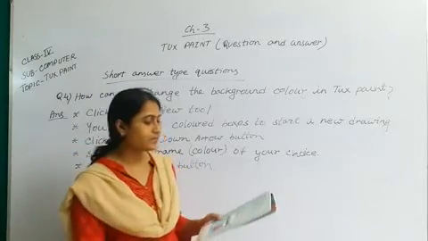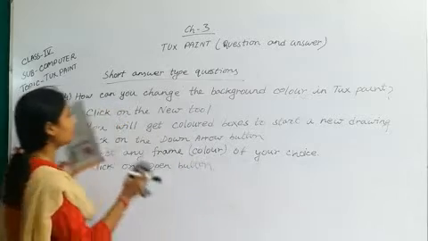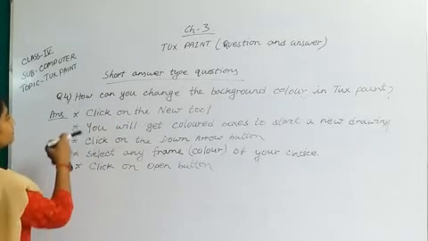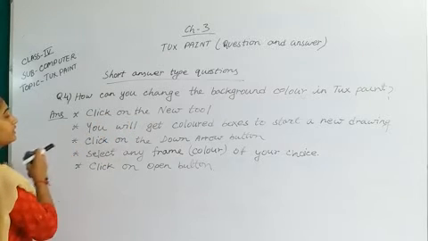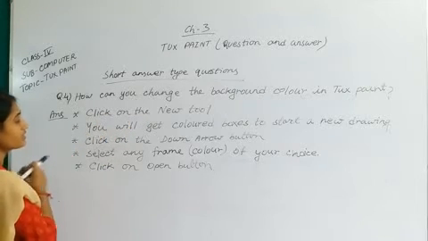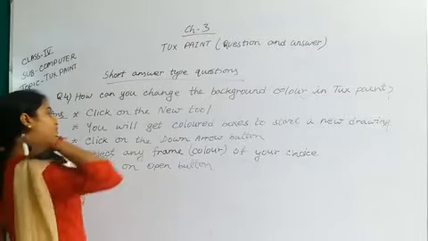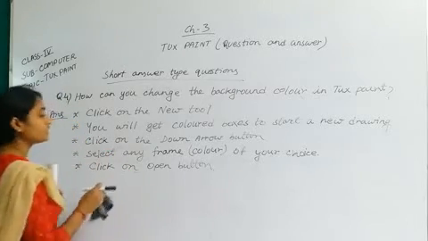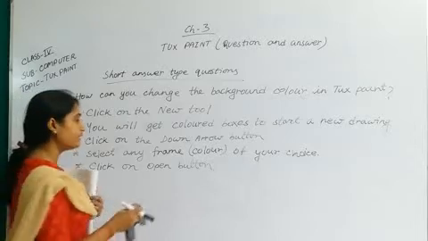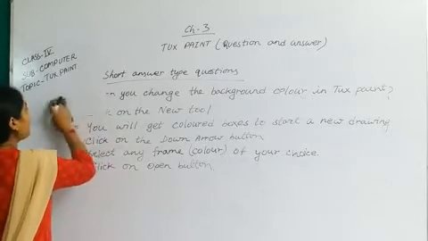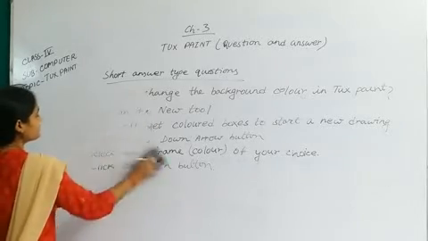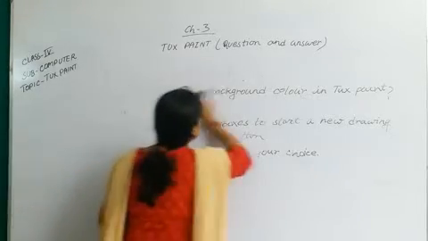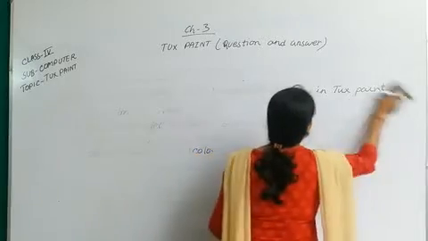Next, activity time. I will just show this activity. How we will change the background color in Paint. First click on the new tool. Then you will get color boxes to start a new drawing. Click on the down arrow button. Then select any frame of your choice and click on the open button. Then you will get a blank screen, any colored background.